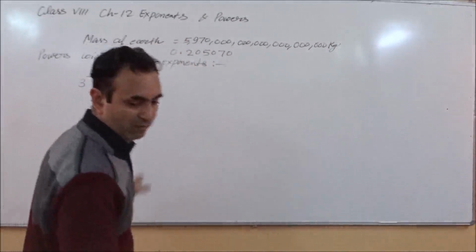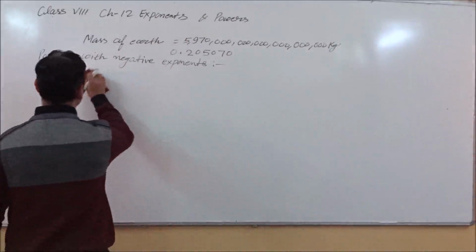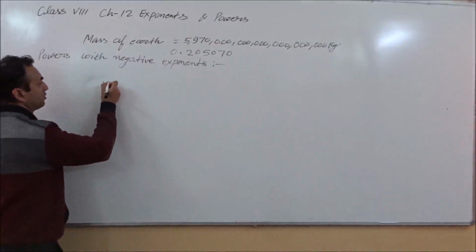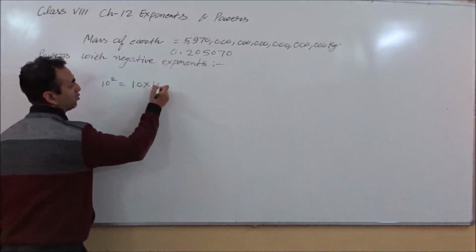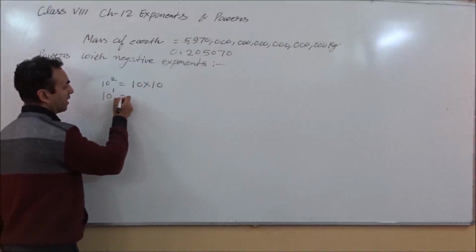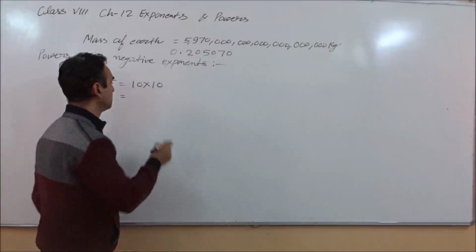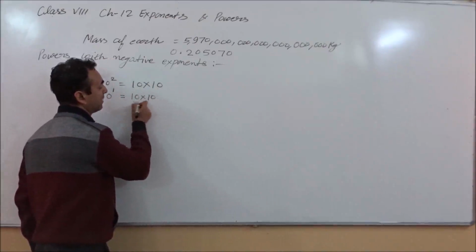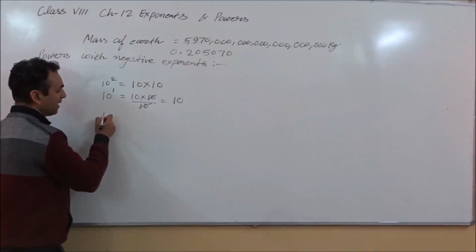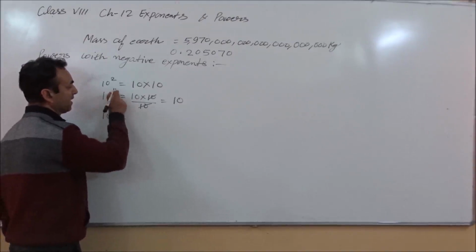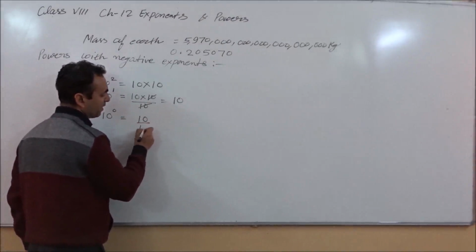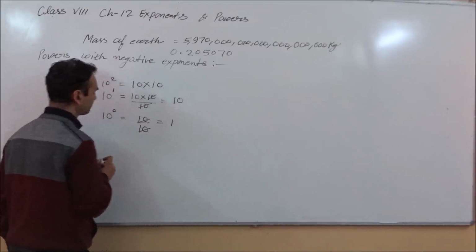Before this question, we have to understand in a simple manner. Suppose I am writing 10 raised to 2. It means 10 into 10, 2 times, right? You know this earlier. Now suppose you write 10 raised to 1. I am decreasing the exponent by 1. So it means 10 multiplied by 10, divided by 10. So it will be 10. Suppose I write 10 raised to the power 0. Again I decrease the exponent by 1. It means 10 will be divided by 10 and it will be 1.